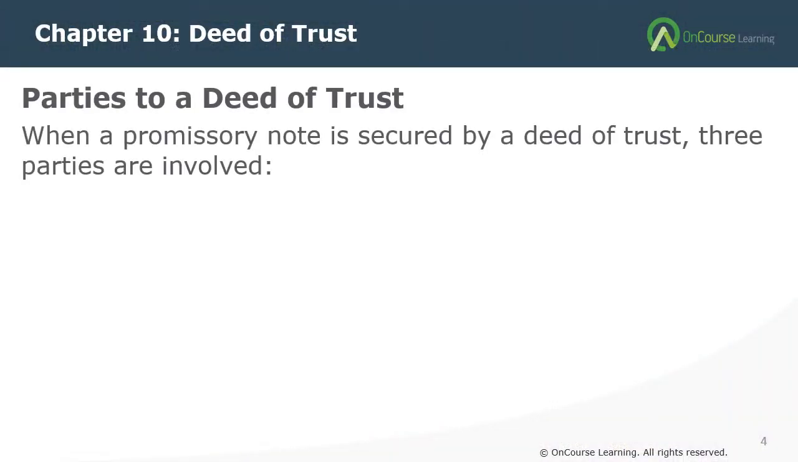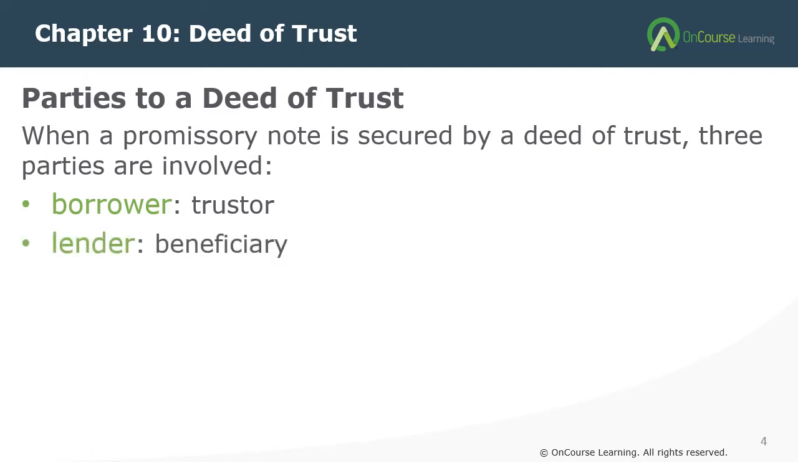So when a promissory note is secured by a deed of trust, three parties are involved. The borrower is known as the trustor. That is the one who creates the trust. The lender is the beneficiary, the one for whose benefit a trust is created. This party provides the money for the debt, and payments are made directly to the beneficiary.